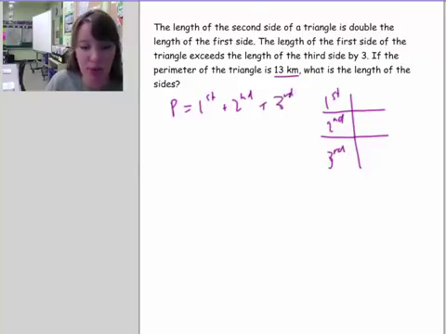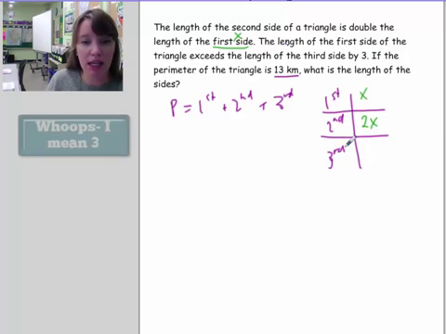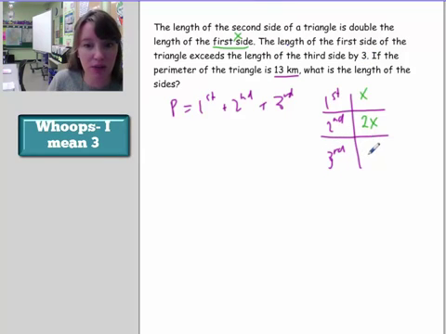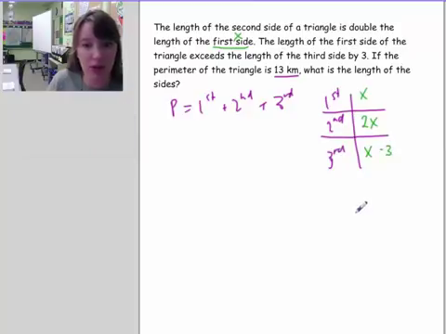Okay, so let's represent them with expressions first. The second side of a triangle is double the length of the first side. So the first side becomes your x. Okay, and so the length of the second side is 2x. The length of the first side of the triangle exceeds the length of the third side by 3. So what does that mean? To get the length of the third side, we'd have to take the length of the first side and subtract 3.